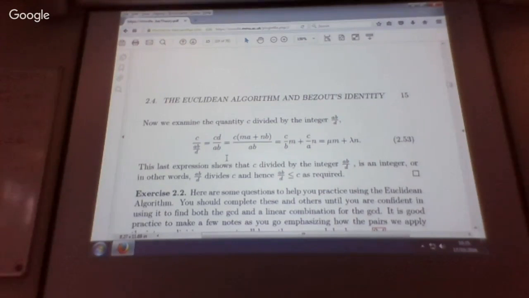Okay, so I'll be seeing you on Friday for tutorial. We've got a whole bunch of questions there at the end of chapter 2. I won't forge ahead now into chapter 3. We'll start that next week. But we will get going on some of these exercises.